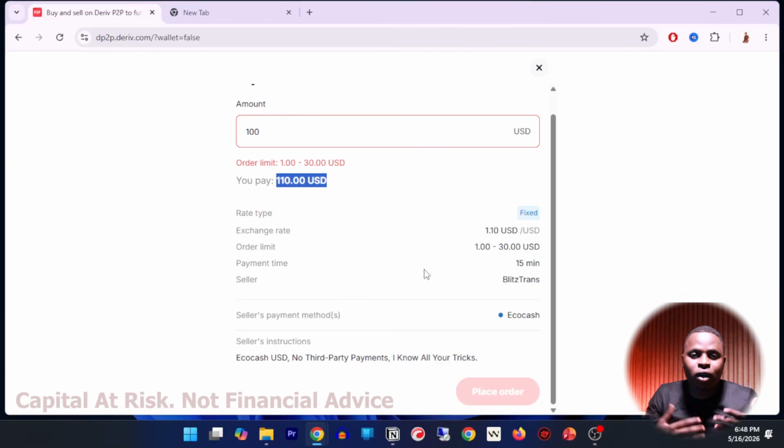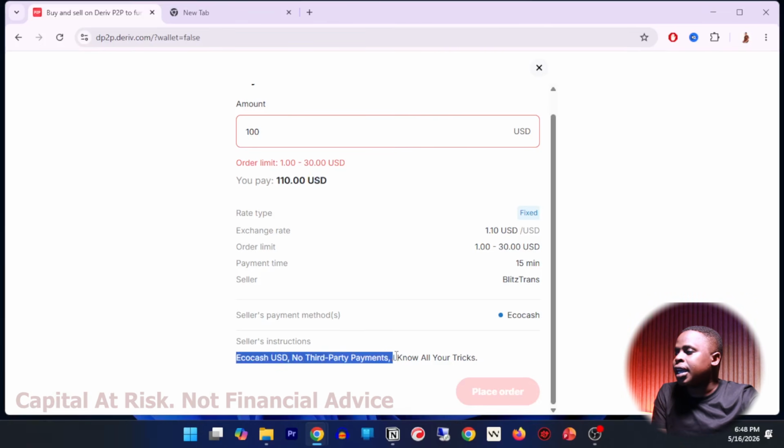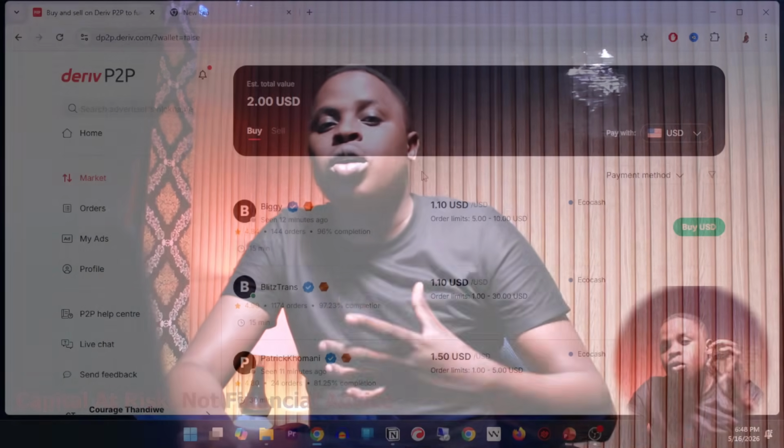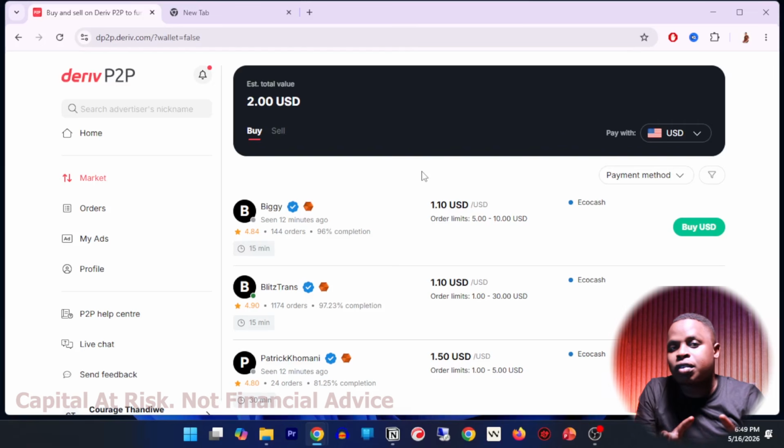And then what I will do is, according to the seller's instructions, I can send the money directly using any payment method. Once I send the money, they can now confirm to Deriv that they have received the money, and then Deriv will release the money to my own account.